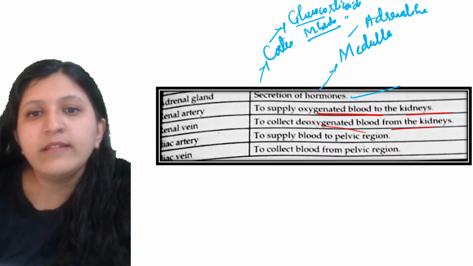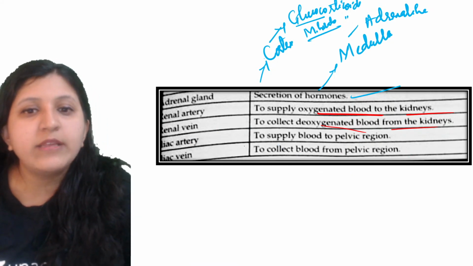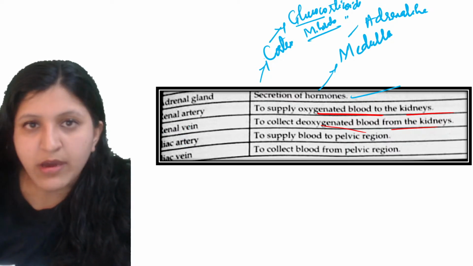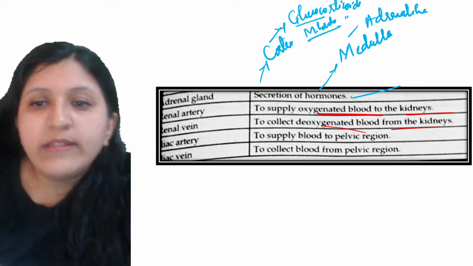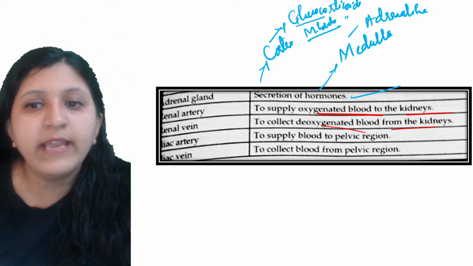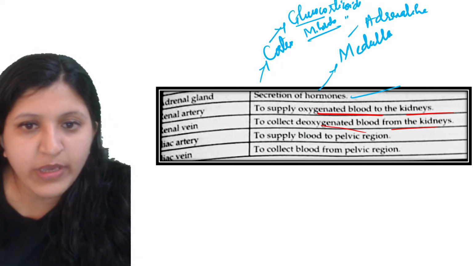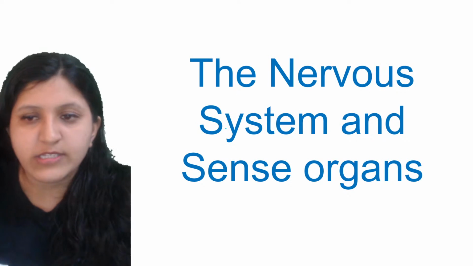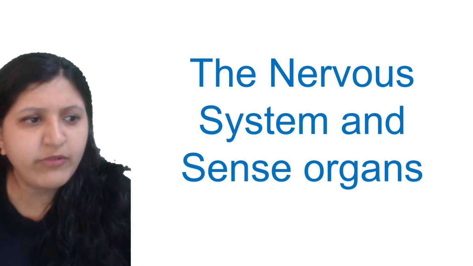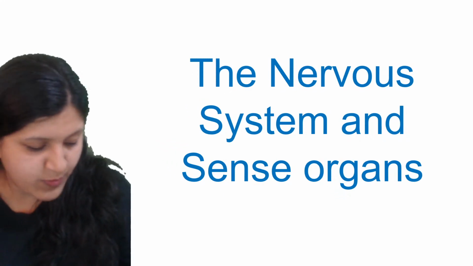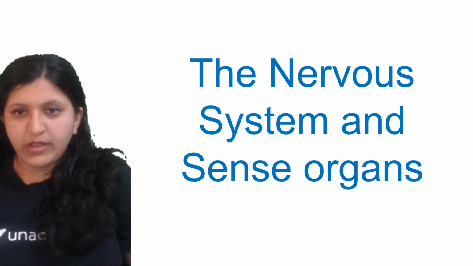Other than that, to supply blood to the pelvic region and to collect blood, there is an iliac artery and an iliac vein. This is to supply the blood to the pelvic region and to collect the blood from the pelvic region. The renal vein we discussed. The iliac artery and the other vein are not given in your textbook. This was some extra information which is mentioned in Oswald.